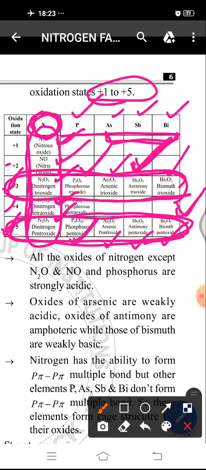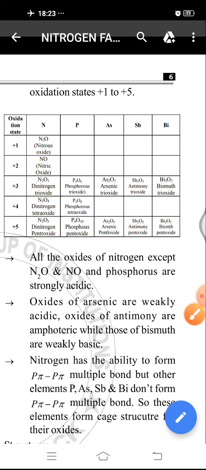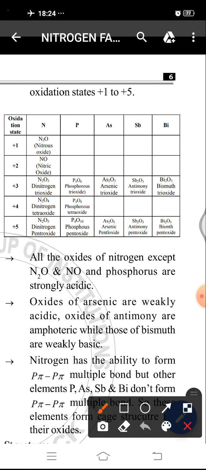Then all the oxides of nitrogen except N2O and NO, and phosphorus, are strongly acidic. These two oxidation states, that is +1 and +2, are neutral in nature.